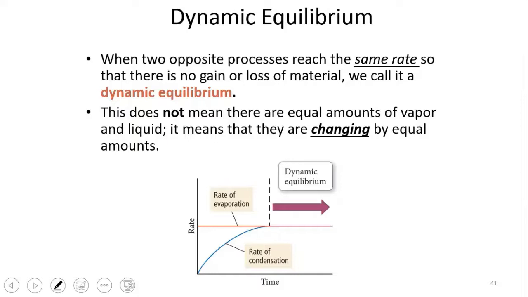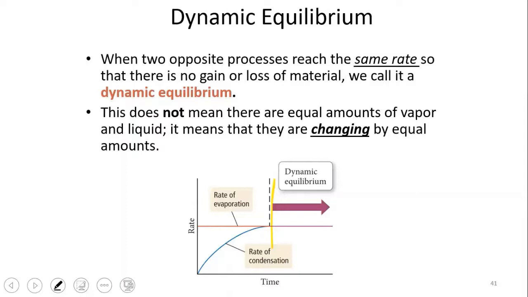And you can see in the graph, if you were to measure the rate of each process over time, initially you simply have evaporation happening, but as vapor molecules begin to condense, the rate of condensation increases, and you reach a point after which you have this so-called dynamic equilibrium.